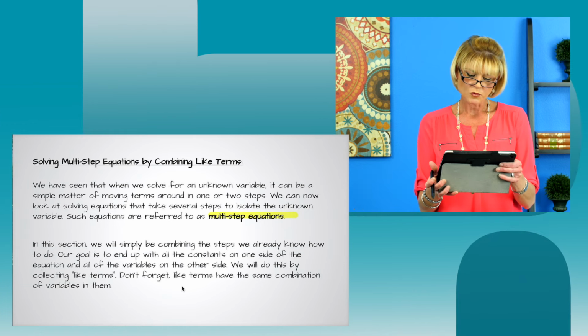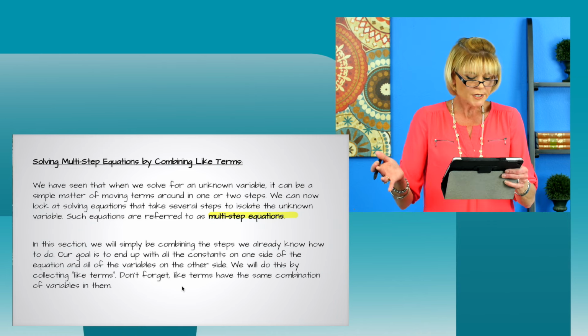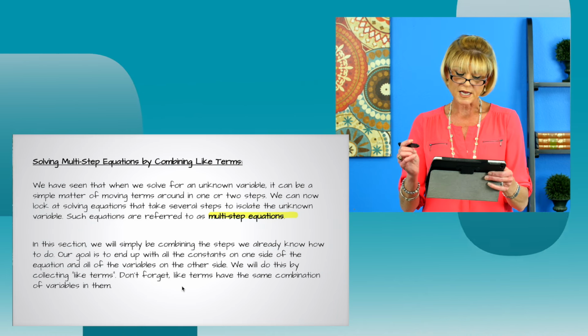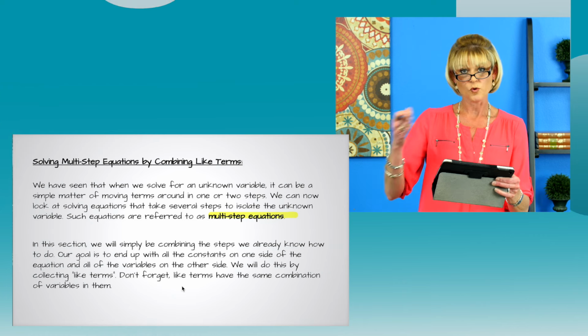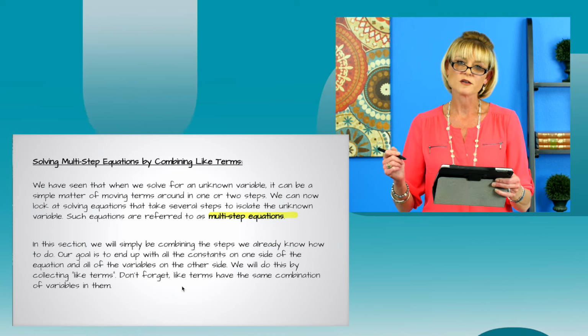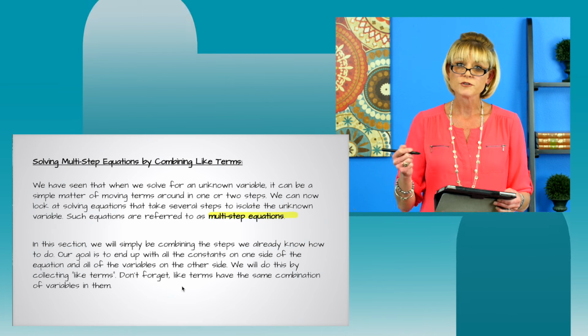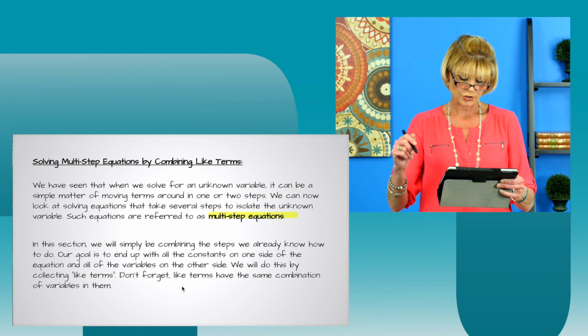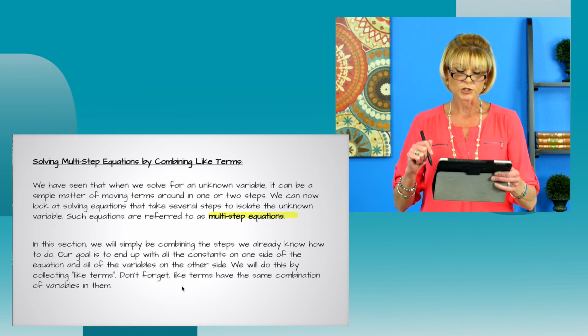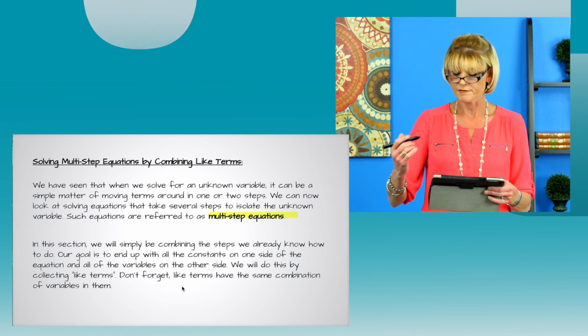In this section, we'll simply be combining the steps we already know how to do. Our goal is to end up with all of the constants on one side of the equation and all of the variables on the other side. And we're going to do this by combining like terms. Now don't forget, like terms have the same combinations of variables in them.